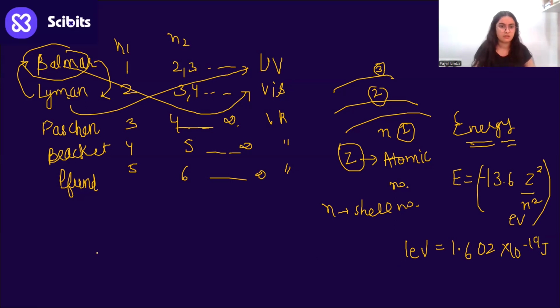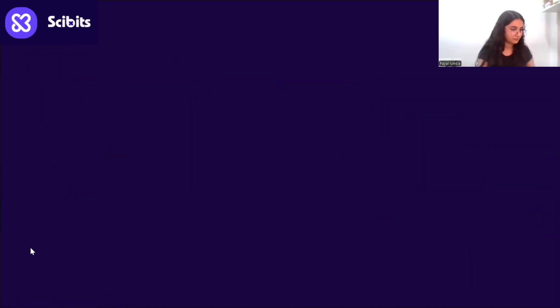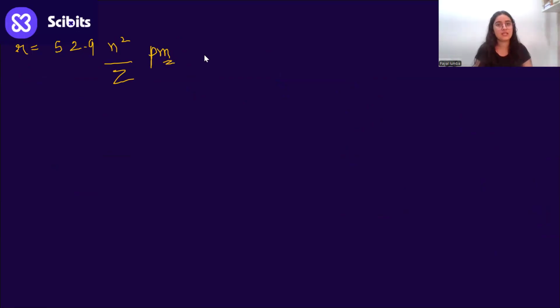Okay, let's move on to the next thing. If they ask you to calculate the radius of the shell in which the electron is, then the formula is 52.9 n square upon Z. The value will be in picometer. If you have to calculate it in meter or centimeter or something, I have already taught this in the last physics one shot video.